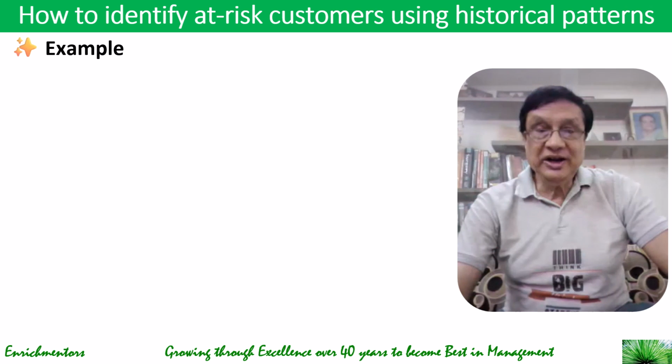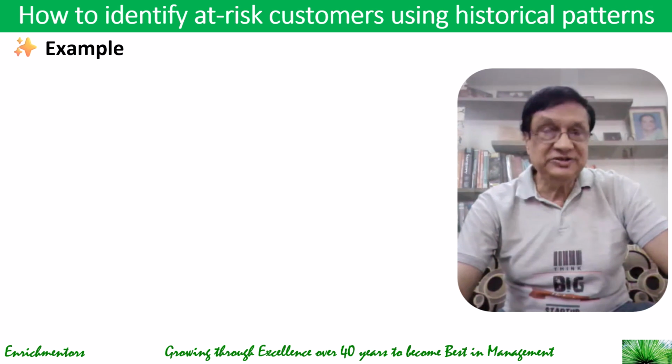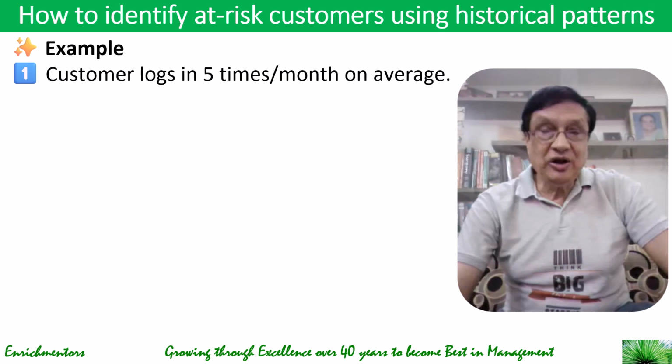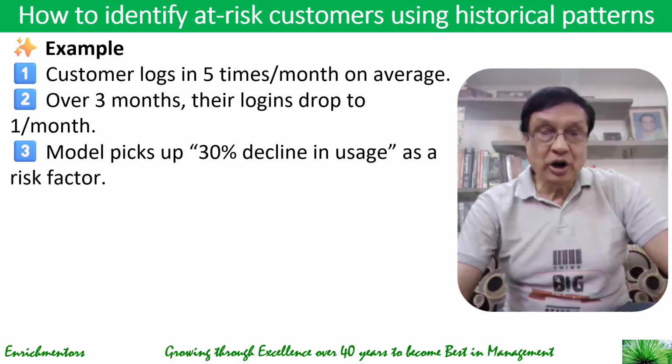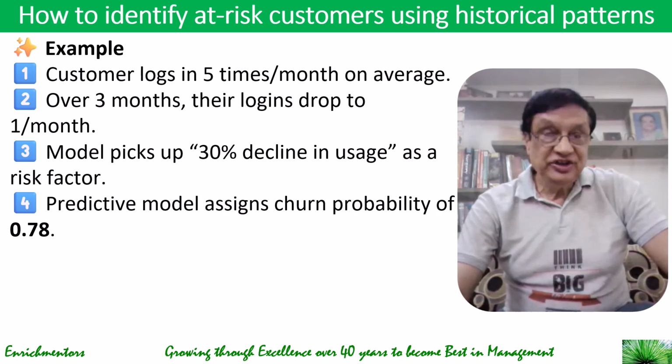Now let's take a look at an example of identifying a high risk customer using historical patterns. So a customer logs in 5 times a month on average. So that's the customer profile, right? Now over 3 months, their logins have dropped to once a month. And the model picks that up as a 30% decline in usage as a risk factor, right? Fair enough. Then the predictive model assigns a churn probability of 0.78, which is quite high.